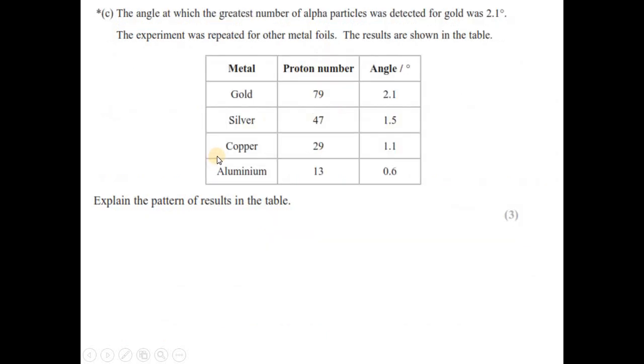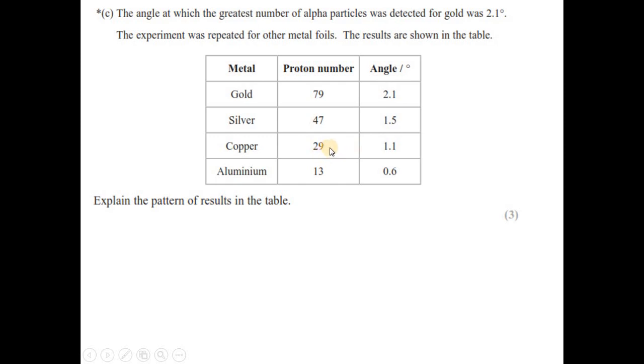Part C. The angle at which the greatest number of alpha particles was detected for gold was 2.1 degrees. This is the greatest number of particles. The experiment was repeated for other metal foils. The results are shown in the table: gold, silver, copper, aluminium, with proton numbers and angles. Explain the pattern of results in the table.